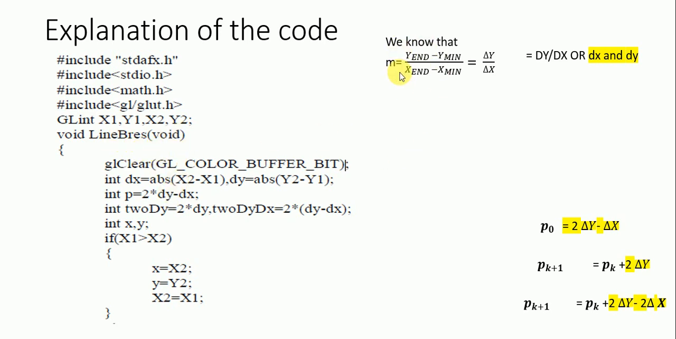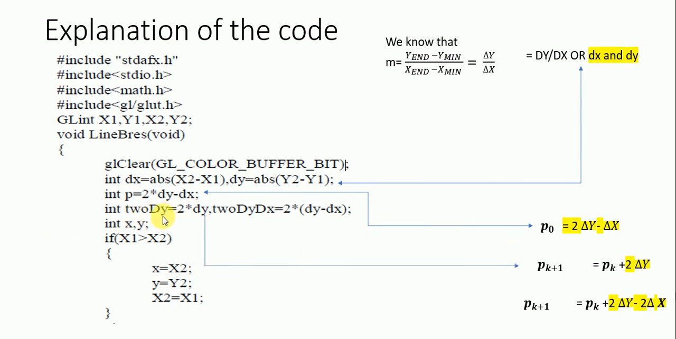So here m is calculated, that is the slope, dy by dx. Delta x and delta y are calculated here: x max minus x min, and y max minus y min. So this part is y end minus y min, x end minus x min, that is dx and dy are calculated. And the next one is 2 into dy minus dx, which is p0. So 2 into delta y minus delta x is p0, which we calculated.